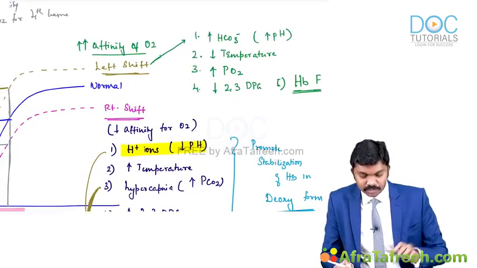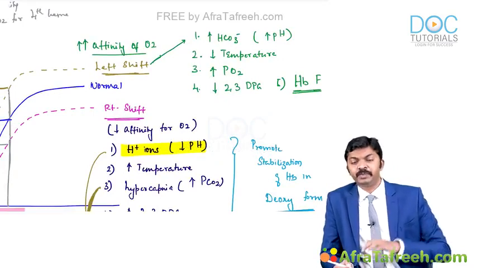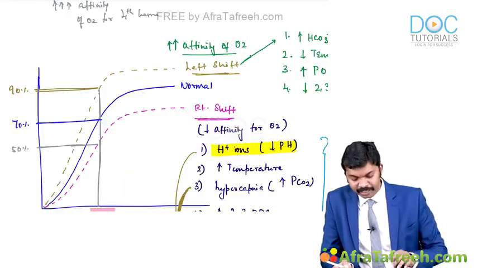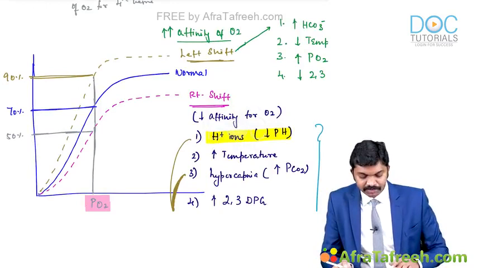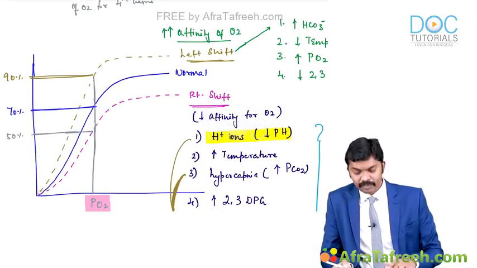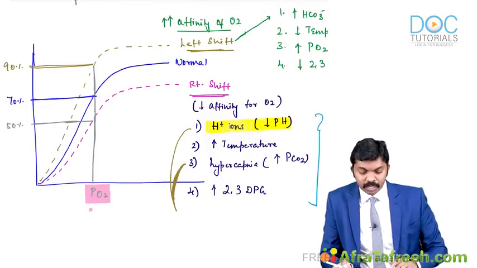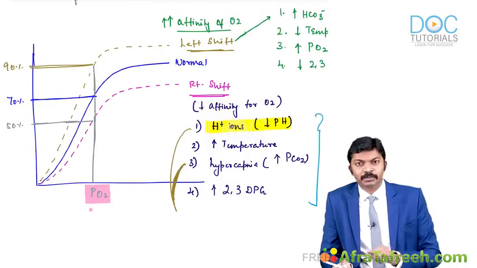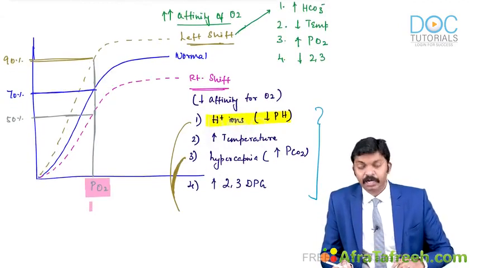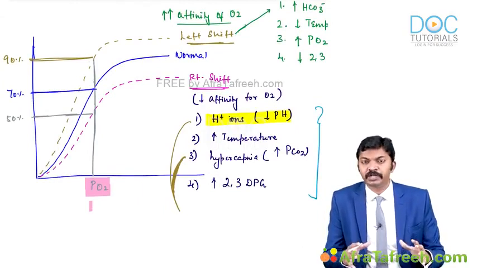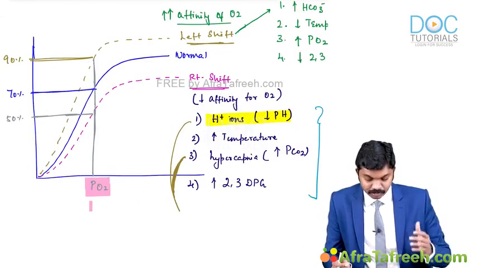So this is the right shift and left shift of curve and how oxygen is being transported in the blood. Right, doctors, this completes our oxyhemoglobin dissociation curve. Now that completes our diffusion of gas and transport of gases to the tissues. Now in the next video, let us discuss respiratory control and how regulation of respiration takes place. So thank you.